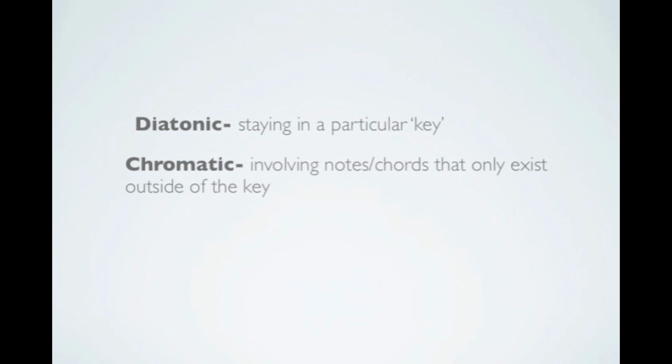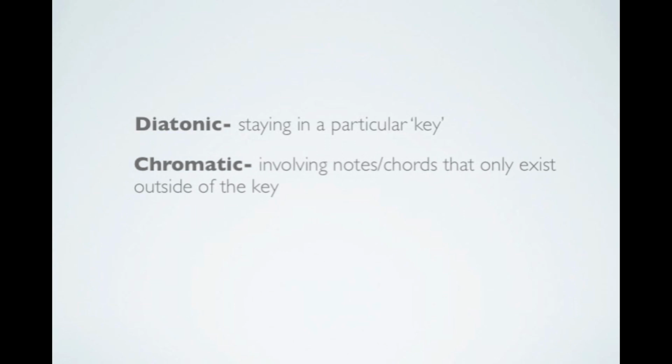This course has mainly been centered around diatonicism and how to understand music structure as it pertains to a particular key or tonal center. In the secondary dominance video, I introduced some chromatic chords, those using notes that only exist outside the diatonic key. If you're not sure about the difference between these two, you might want to go back and watch that video first.